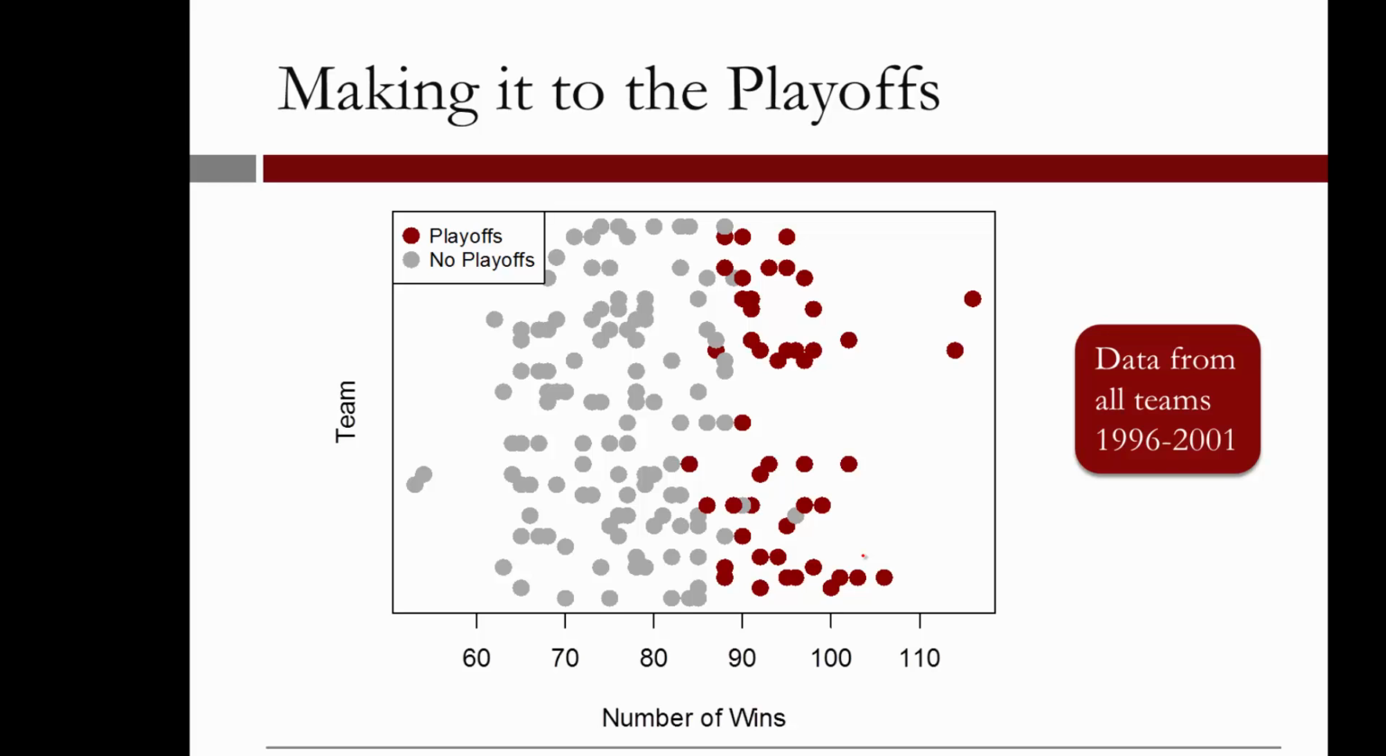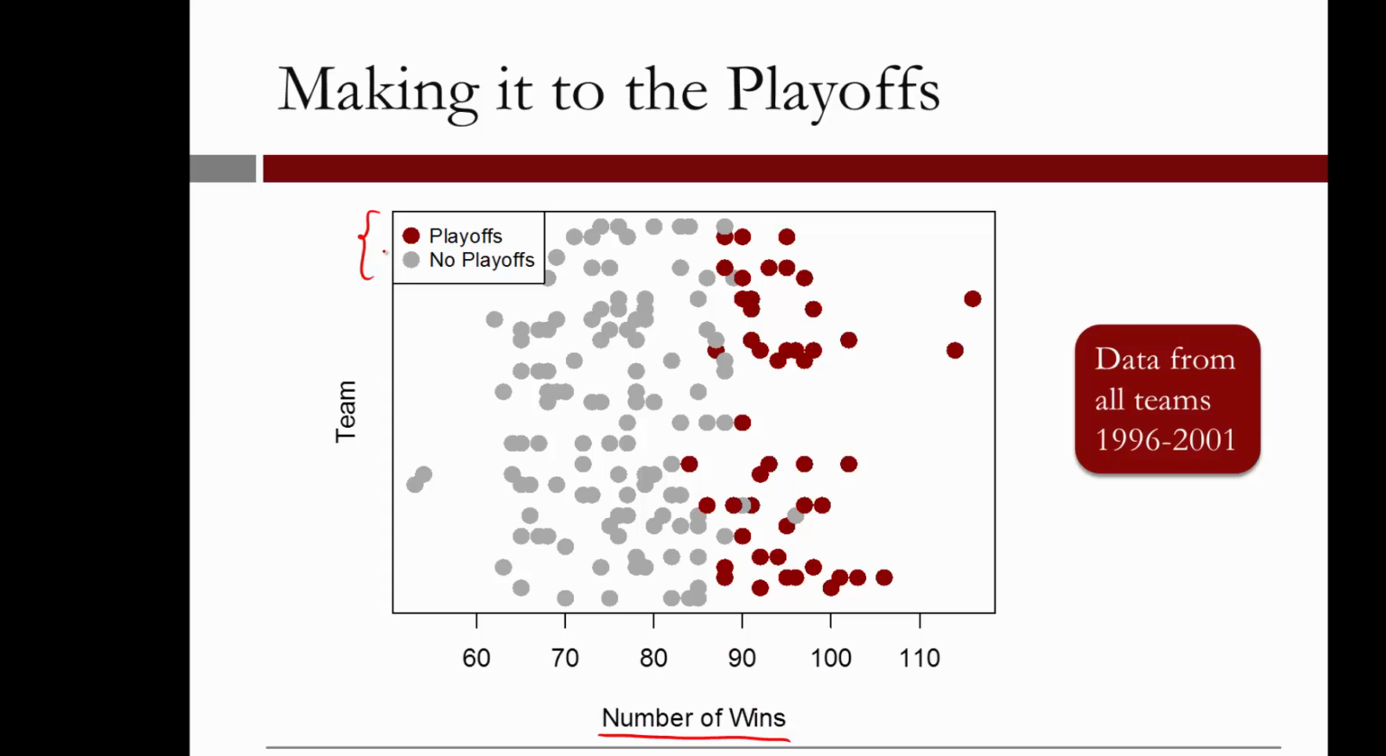This graph uses data from all teams and seasons from 1996 to 2001. There's a point on the graph for every team and season pair. They're sorted on the x-axis by number of wins and on the y-axis by team. The gray points correspond to the teams that did not make the playoffs, and the red points correspond to the teams that did make the playoffs.